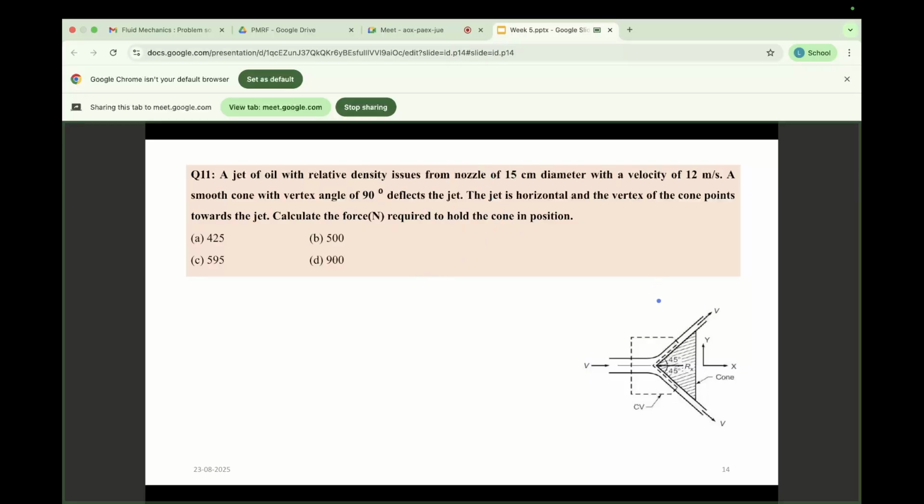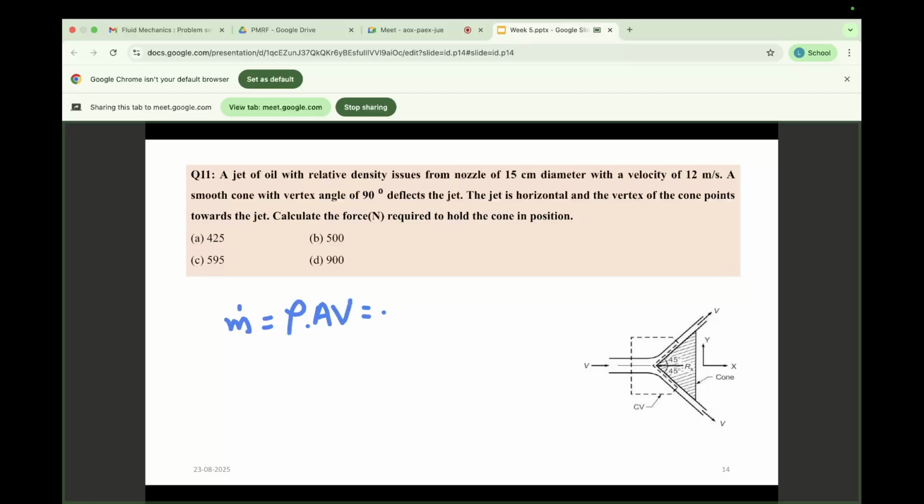I am solving this for you, please check. If the flow is in this direction, flow velocity is given, diameter is given. First I am applying the continuity equation. Why am I applying the continuity equation? Because I need to know the mass flow rate. So what exactly is this mass flow rate? I know mass flow rate is rho into A into V. This is the mass flow rate.